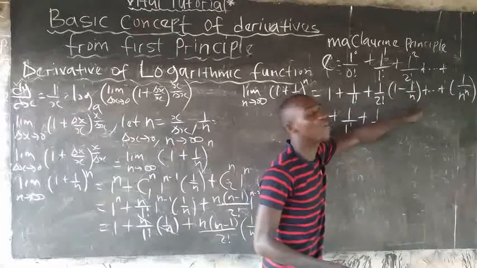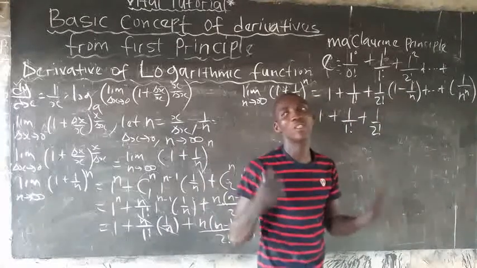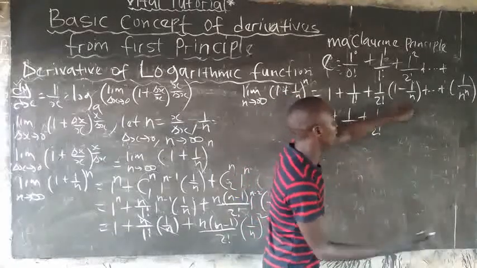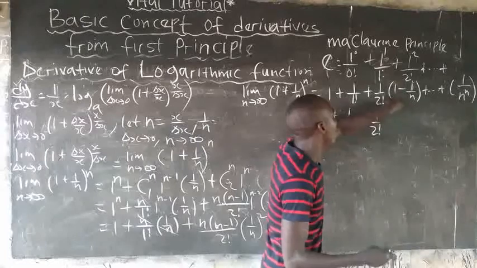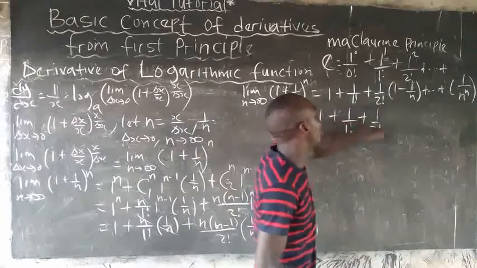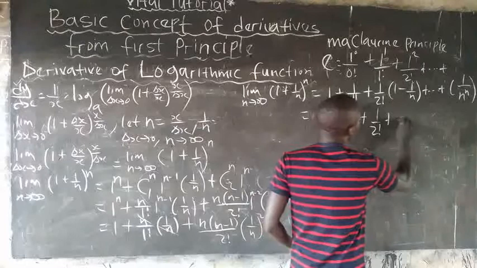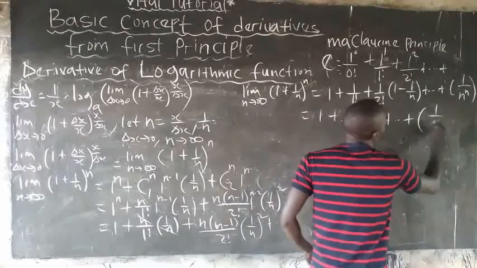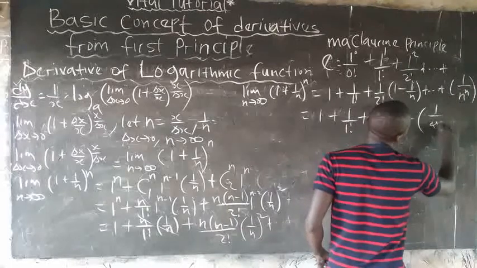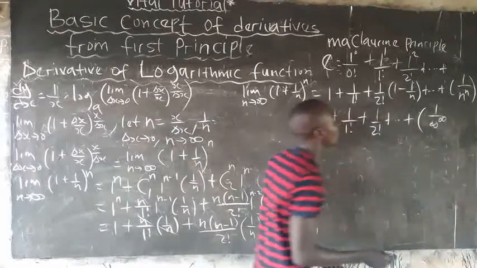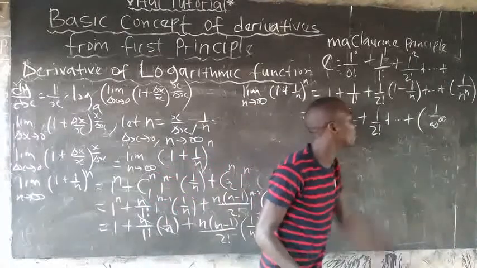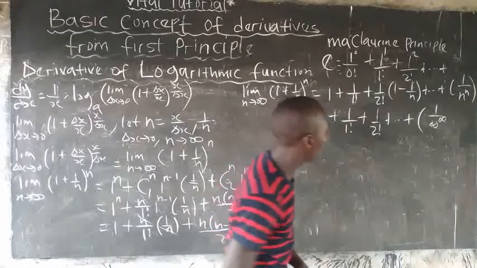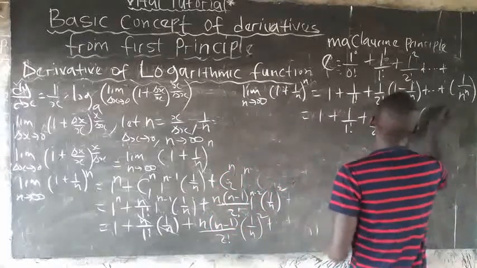It means 1 all over infinity, which is equal to 0. I told you earlier, 1 all over infinity is 0. So 1 minus 0 is 1, and 1 multiplied by 1 all over 2 factorial is 1 all over 2 factorial, plus, plus 1 over infinity raised to the power of infinity. Infinity raised to the power of infinity is nothing but infinity, so 1 all over infinity is 0. And that part is done.